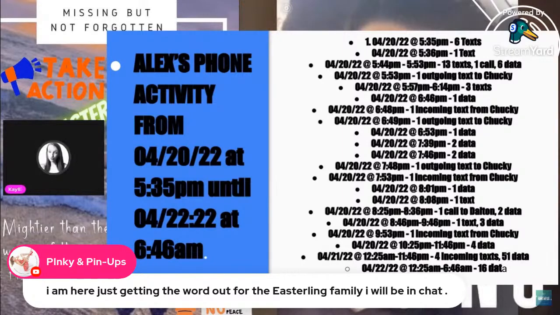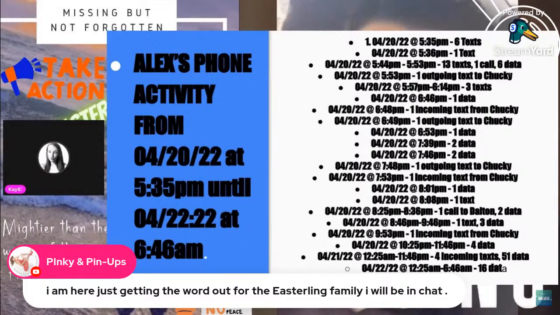So the first one is on April the 20th at 5:35 p.m. There were 6 text messages. It doesn't say incoming or outgoing, it just says 6 text messages. Okay, then a minute later at 5:36 p.m., 1 text message. Then from 5:44 p.m. to 5:53 p.m., 13 texts, 1 call, and 6 data.